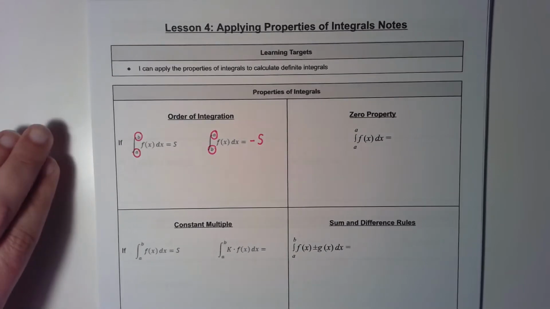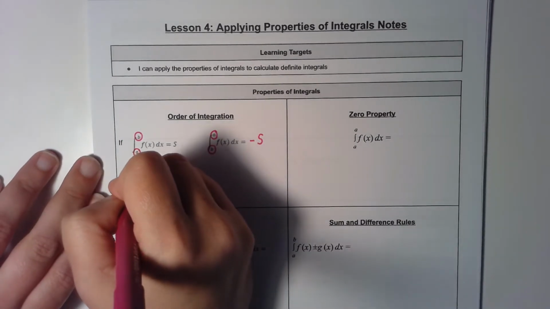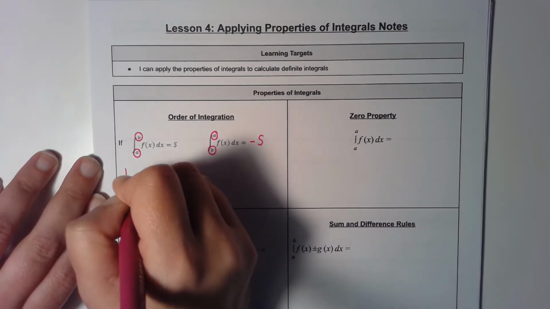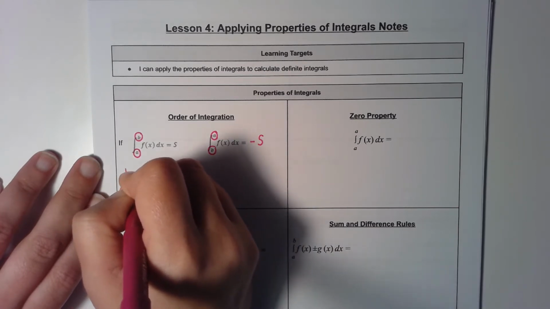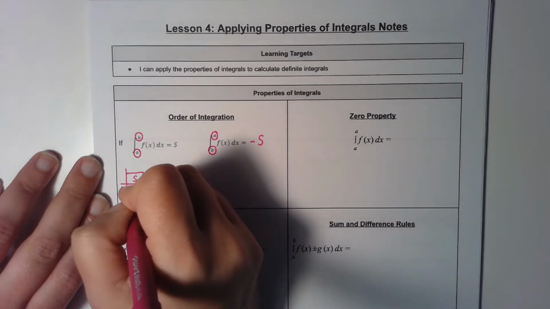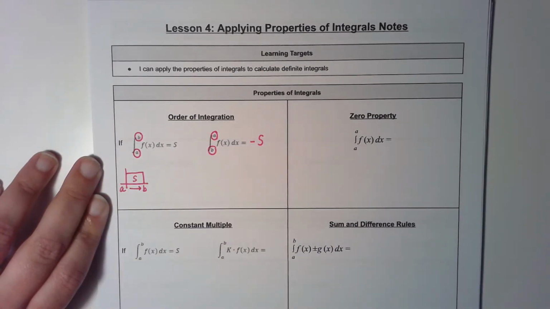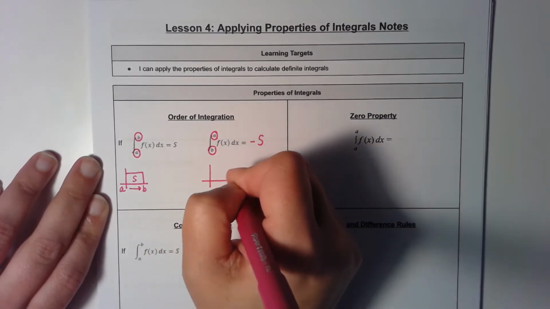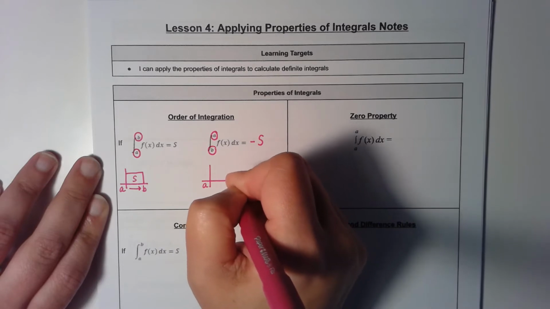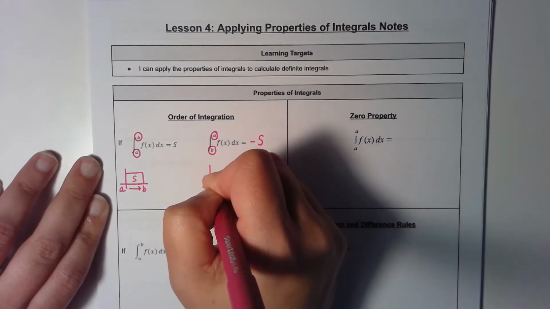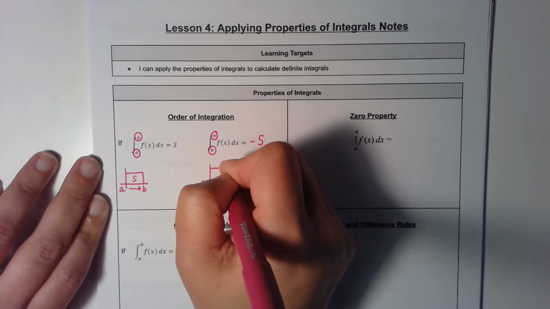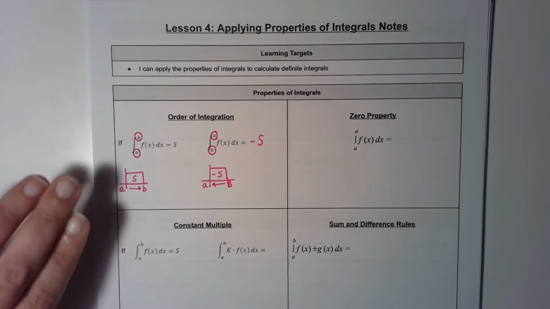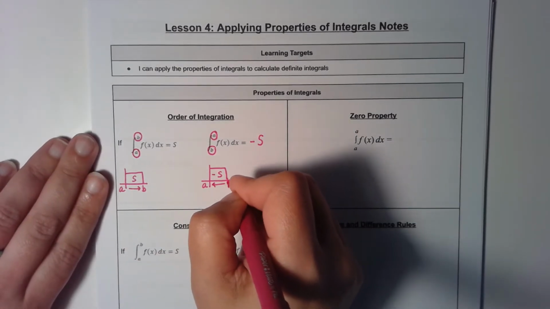Now, the reason behind that is this. If you think about an integral, this first integral says start from a and go to b, and we know that that area is worth s. And you're going from left to right. If you take that same integral and you switch it so that instead of going from left to right, you're changing the order, so you're going from right to left, that is why the area becomes negative, because you're going backwards. You're going from right to left instead of left to right.